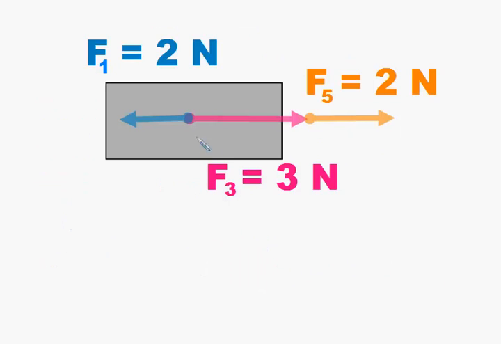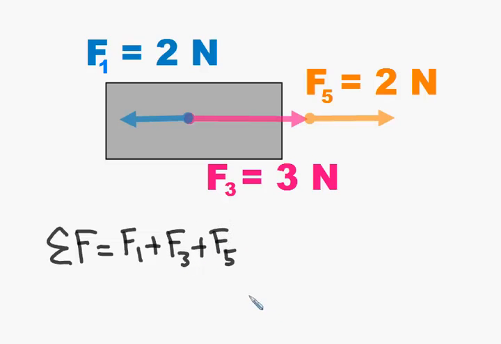Here I just have some generic object, sum box, and it's got 3 forces on it: force 1, force 3, and force 5. So we want to add up the forces. So the equation will look like this: add up the forces. I see 3 forces, and so basically it's going to be force 1 plus force 3 plus force 5. So this just means add up the 3 forces.